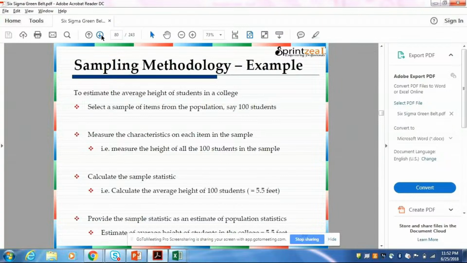And let's first understand it with the help of an example. So what is the sampling methodology? Let's say we want to collect a sample average height of the students in a college, and we have a population, let's say 100 students. So what we have done, we have measured the height of all the 100 students in the sample, and we calculated the average height of 100 students, which is 5.5 feet.